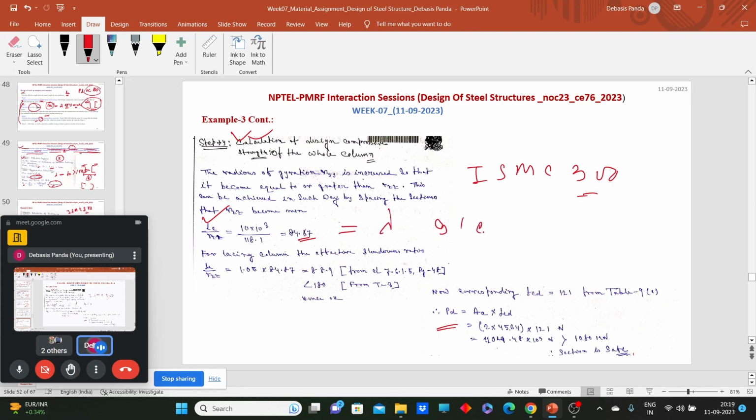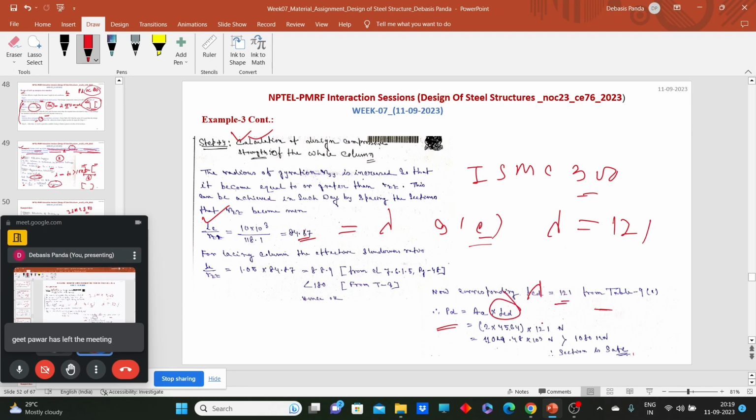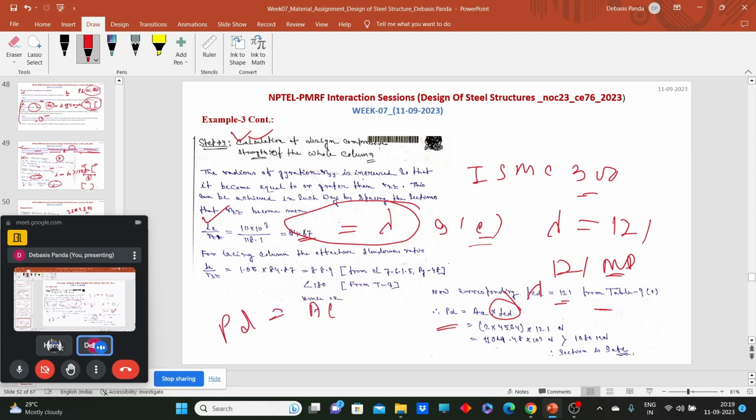Now go to table 9C. Here all these things are written. So if you go to table 9C, corresponding to the value of lambda equal to 121, you can calculate the value of FCD. So FCD comes as that value corresponding to this lambda, 121 MPa. Now what will be the value of PD here? PD will be AC, the cross sectional area of two ISMCs, multiplied by FCD. Then it comes as 1104 kilonewton, which is more than 1080 kilonewton.